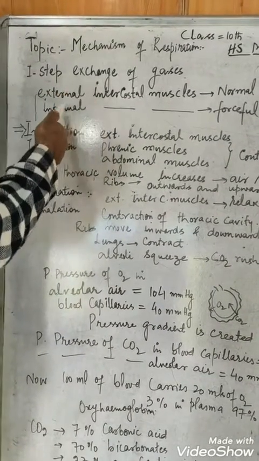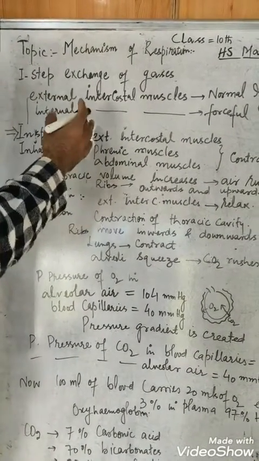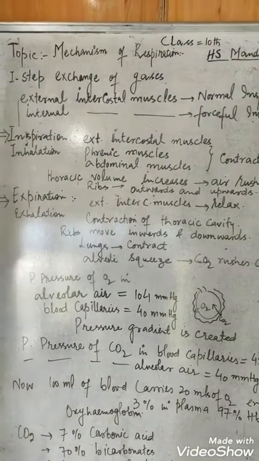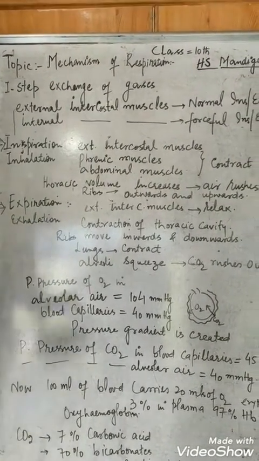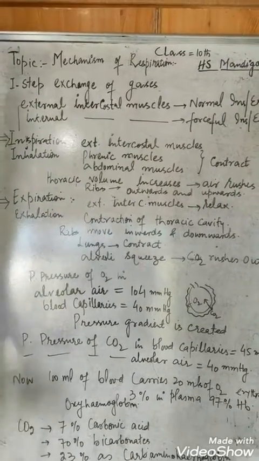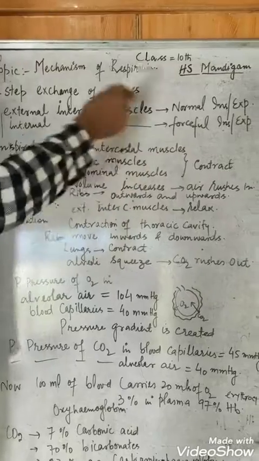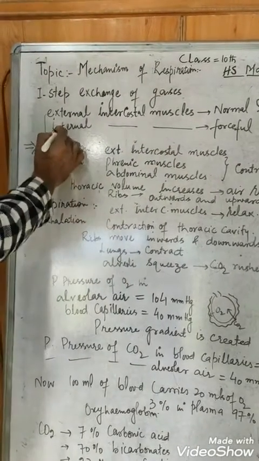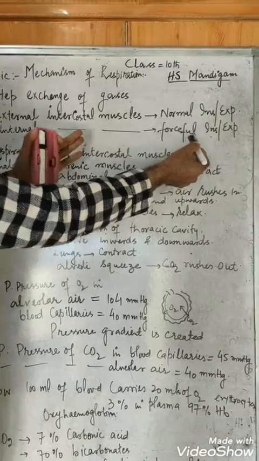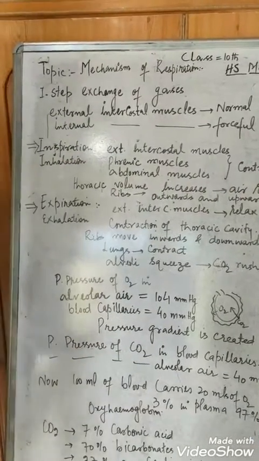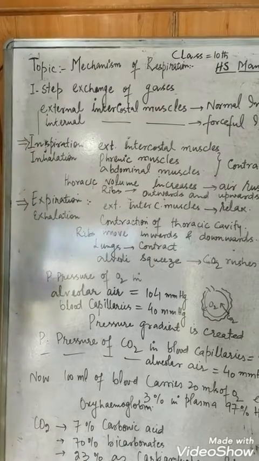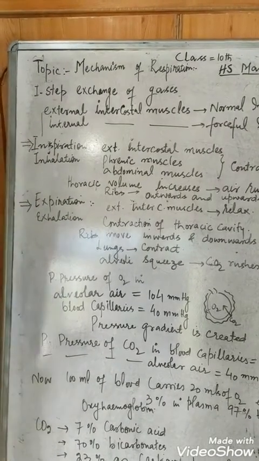So first of all, we have muscles in our ribs called the external intercostal muscles and the internal intercostal muscles. Among these two, the external intercostal muscles are responsible for normal inspiration and expiration, and the internal intercostal muscles are responsible for forceful inspiration and expiration. So how they help in the exchange of gases, let us discuss.